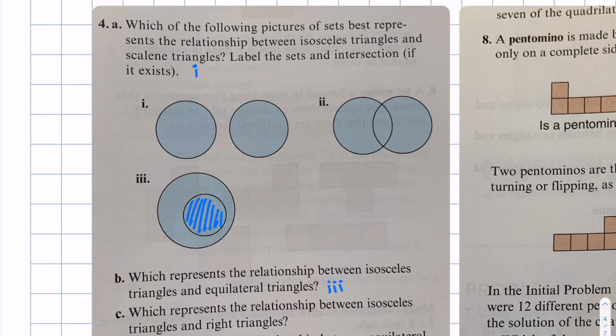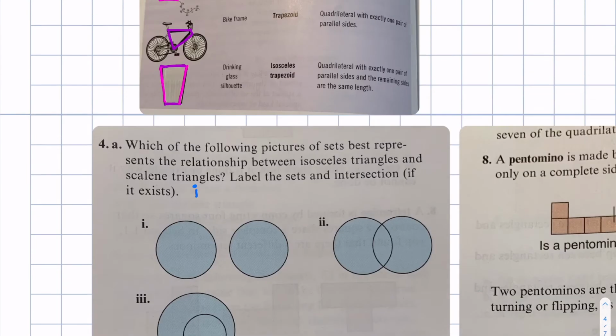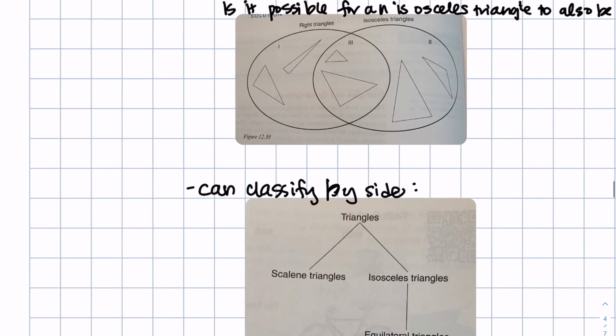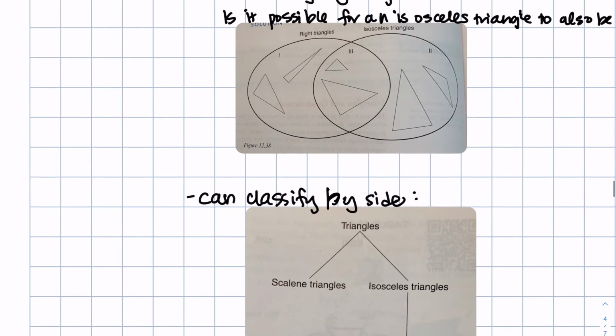Part C asks which represents the relationship between isosceles triangles and right triangles. Here is an example where I think this looks like 2. There are some right triangles that are also isosceles. I think we saw this diagram previously. And there are some isosceles triangles that are right. So actually, this is exactly this picture. Here you go. Here's exactly how you would illustrate it.